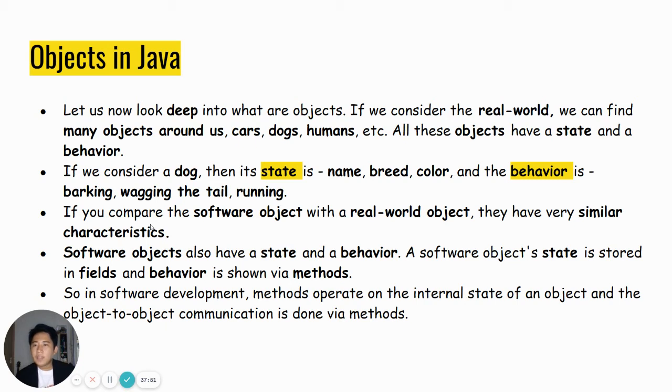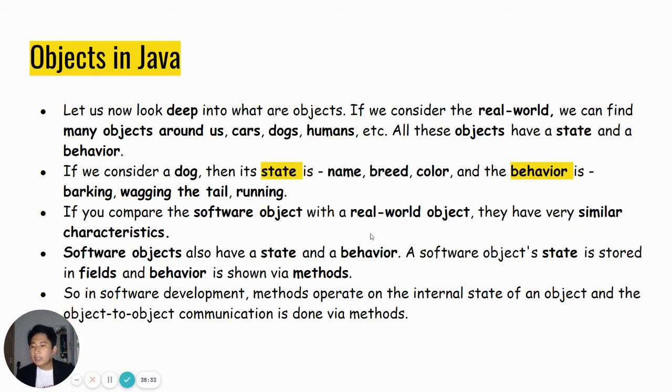Now, objects in Java, let's look deeper into what objects are. If we consider the real world, we can find many objects around us, for example cars, dogs, humans. All these objects have their own state and behavior. If we consider a dog, the state is the name of the dog, the breed, the color of the dog, and the behavior is the barking, the wagging, the running and the jumping.